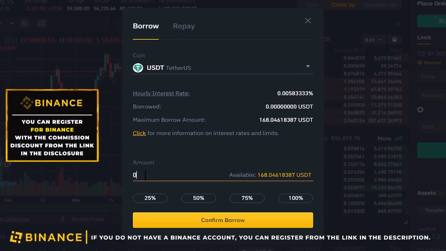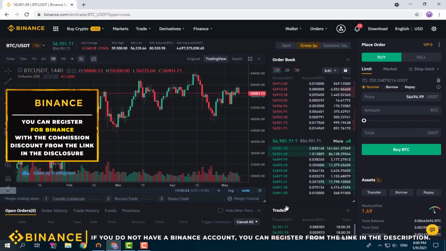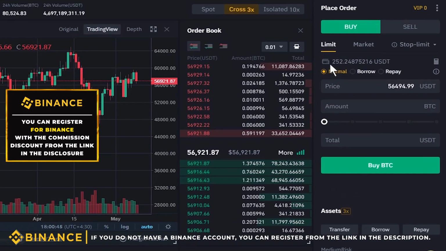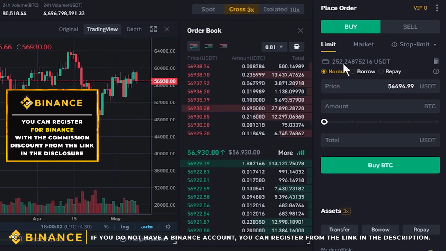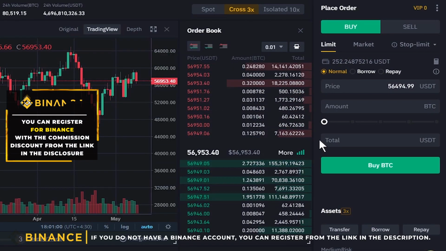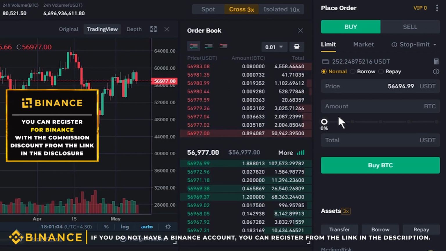Here you enter the amount you want to borrow from your available amount, or here you can use these percentages. Let's select 100%. We click on confirm borrow and request approved. And now, as you can see, we have 252 USDT available for trading. We had USDT in our margin account and we borrowed more USDT to buy Bitcoin.